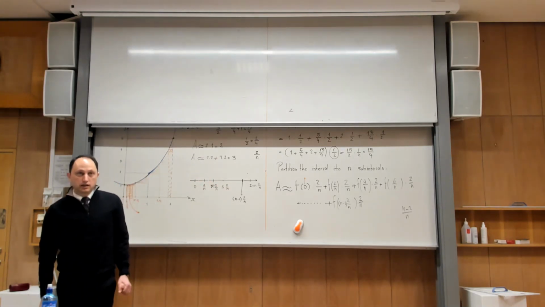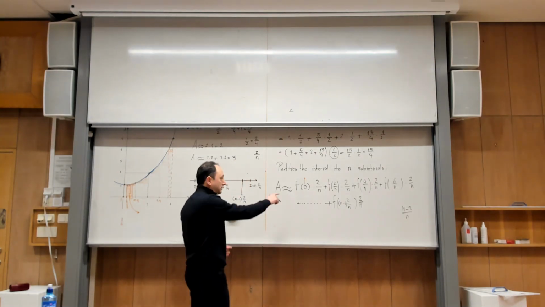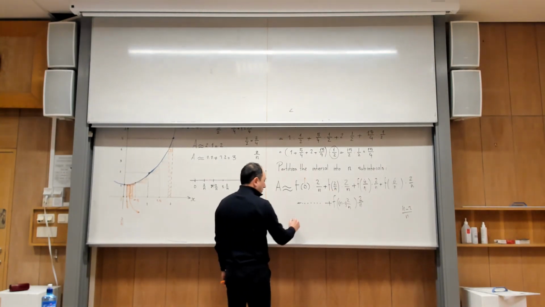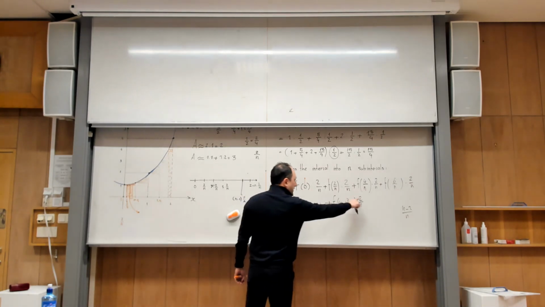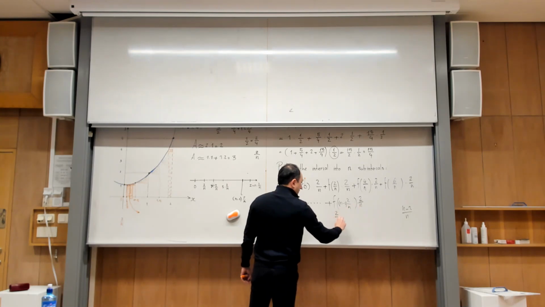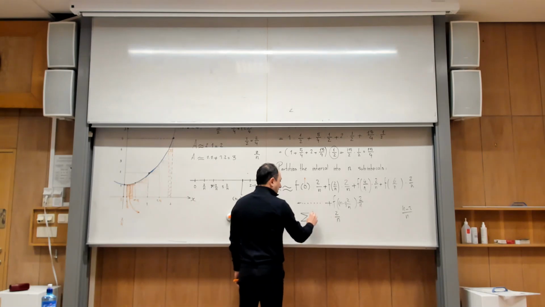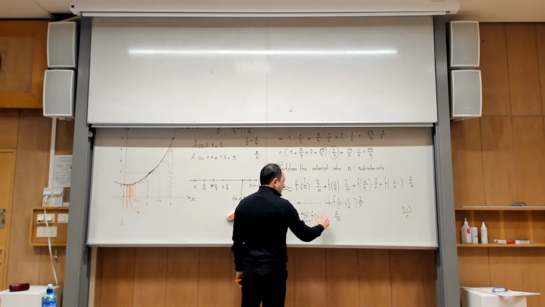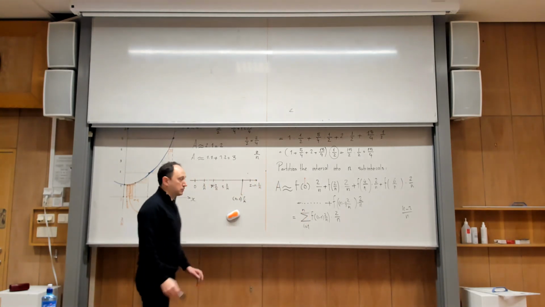Is that okay? Now, can I write it as a sigma? I want to write this sum as a sigma. So this becomes sigma. Okay? You see that I have 2 over n everywhere. So let me write 2 over n here. But then I can write f of i minus 1 times 2 over n. Then I will run i from 1 to n. Do you agree?